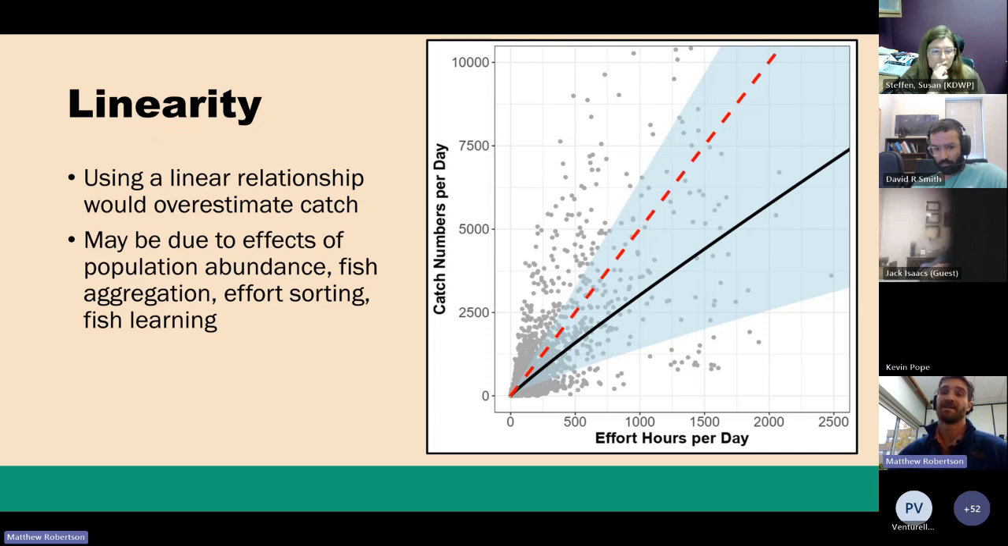Now, we may be observing this nonlinear effect for a wide variety of factors, which probably deserve further research attention in the future. One of the primary factors that we may be observing here is that within our catch-effort relationship, we didn't include an effect of population abundance simply because that data doesn't exist. And this could be pulling the shape of this relationship in a few different ways. It's also possible that things like fish aggregation, effort sorting, even fish learning to avoid different fishing gears could be playing a role in this relationship that we're observing. But again, something that certainly deserves a bit more research attention.